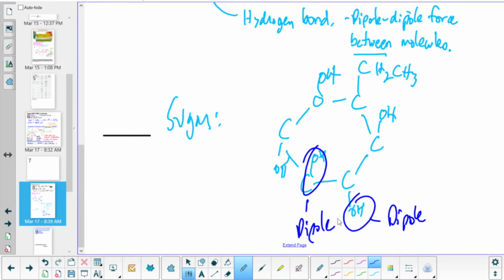Water is also highly polar. This is highly polar. They can interact with their positive charges. Sugar is a crystal because these dipole-dipole forces are strong enough for their hydrogen bonds to make it solid at room temperature.